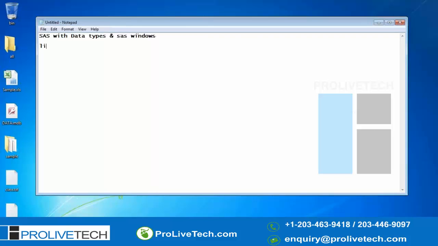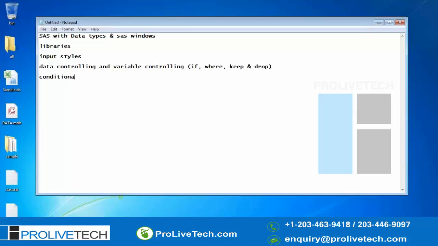What are the different windows that we have in SAS? And we have libraries, then input styles, then if and where, generally called data controlling and variable controlling. Here we will see if, where, keep, and drop. Later we have conditional programming, where we have if then else and select when, all that stuff.